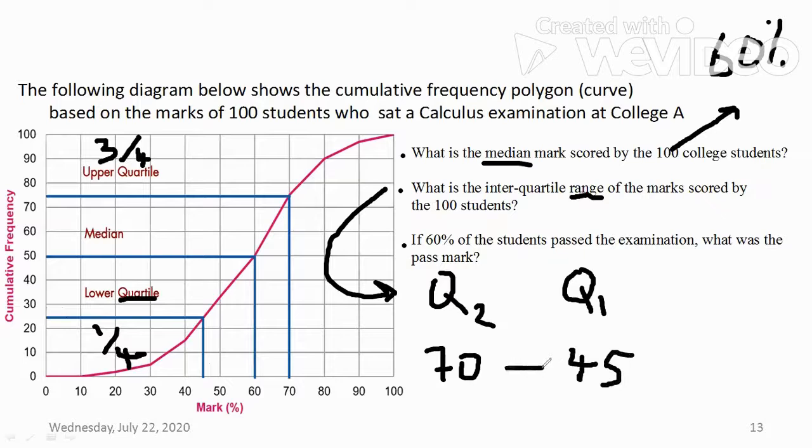Now it says the interquartile range, which is the difference between the highest and the lowest. So the interquartile range would be 45 from 70, which is 25%. So that's the interquartile range.